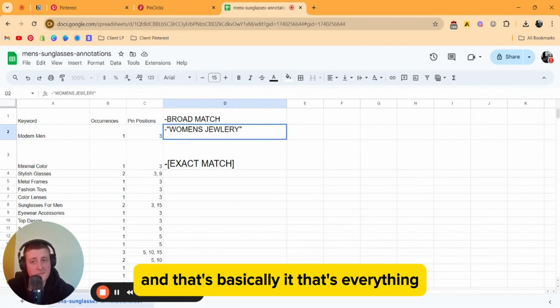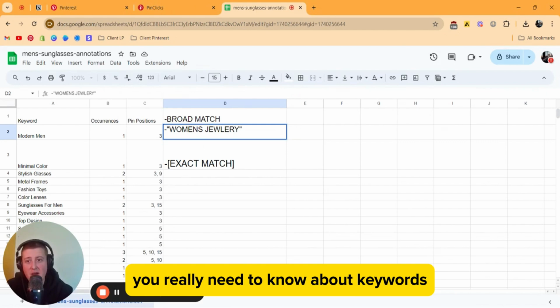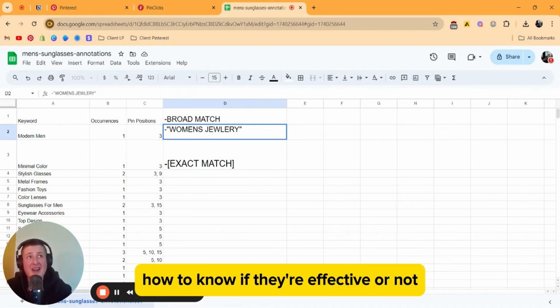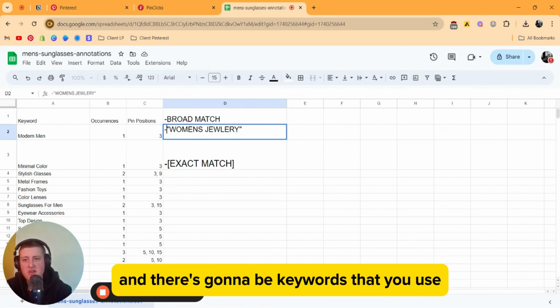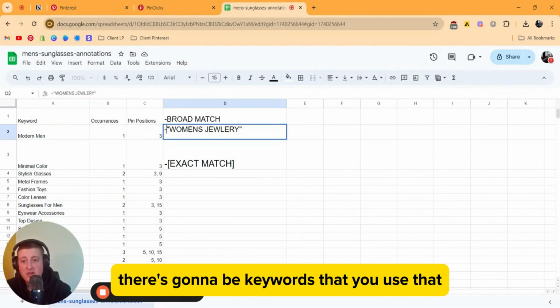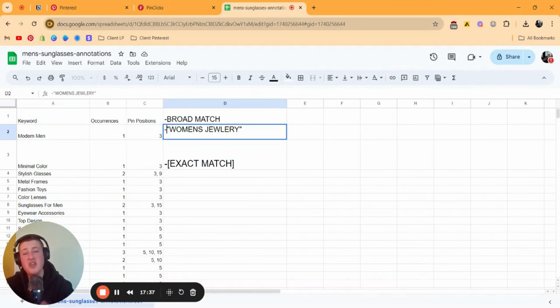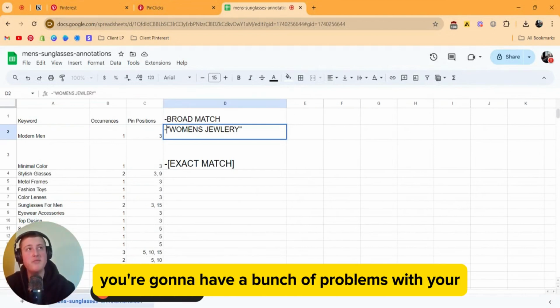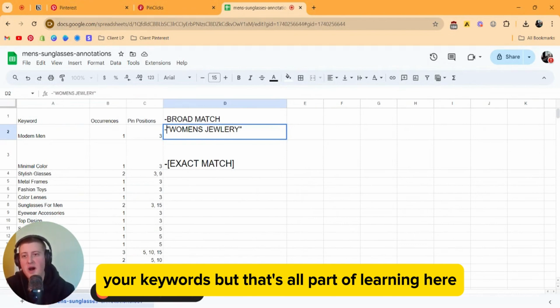And that's basically it. That's everything you really need to know about keywords, how to find them, how to know if they're effective or not. And there's going to be keywords that you use that won't work. There's going to be keywords that you use that mess up your entire campaign. You're going to have spend hogs. You're going to have a bunch of problems with your keywords, but that's all part of learning here.